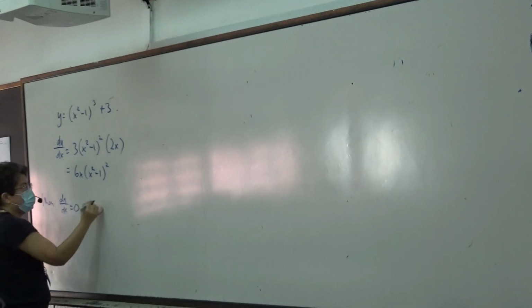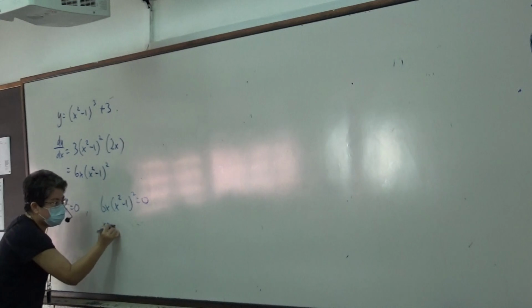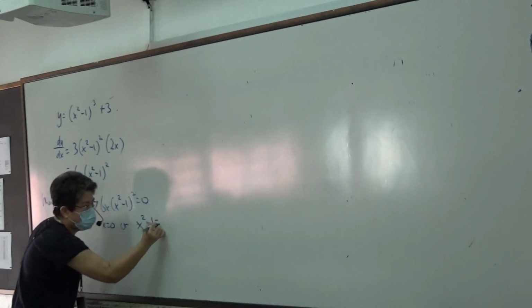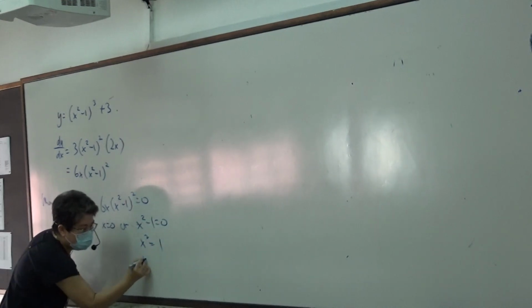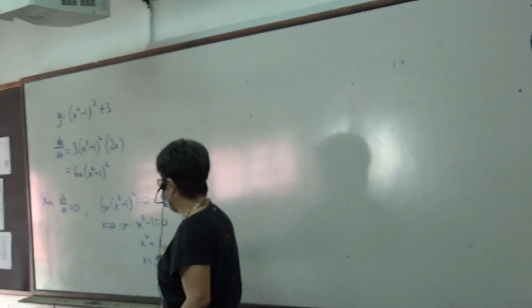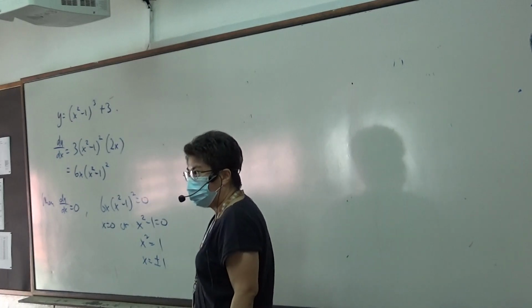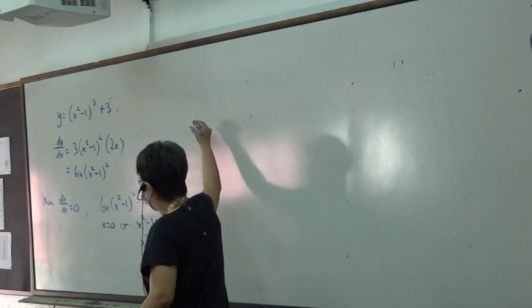That means either x equals 0 or x squared equals 1, so x is plus minus 1. A lot of you will miss that out. When you take the square root, there must be plus minus 1. Correct? So there are actually 3 stationary points.